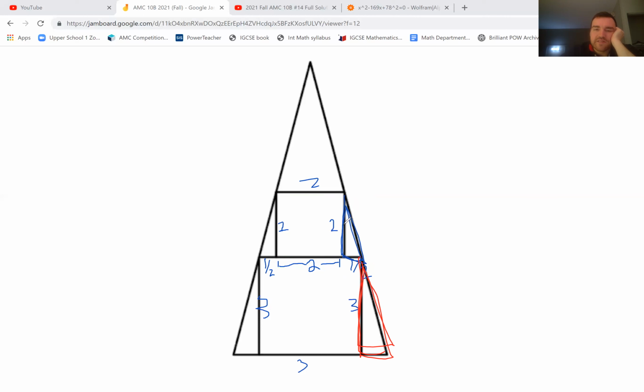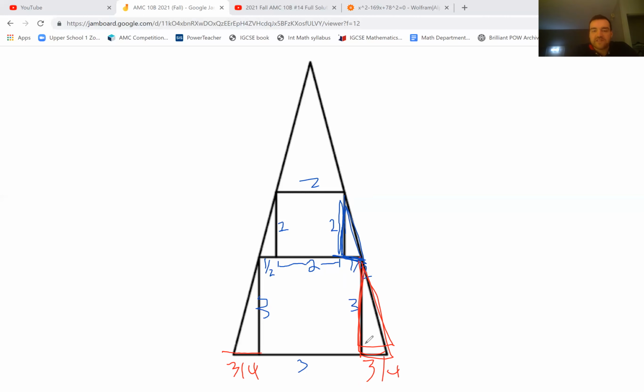Notice how this distance is 2, right? This distance here is 2, and this distance here is 1/2. Well, that's a 4-to-1 ratio, right? So that means this must also be in a 4-to-1 ratio. So 3 divided by 4 would be 3/4. So this distance down here must be 3/4. This distance over here must be 3/4 because of symmetry.